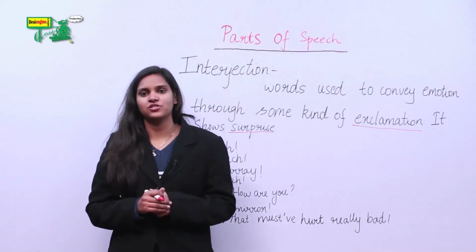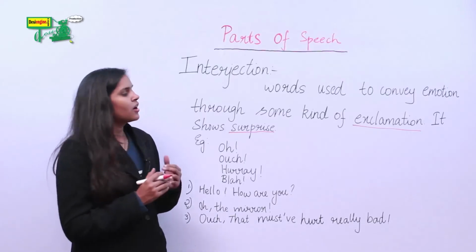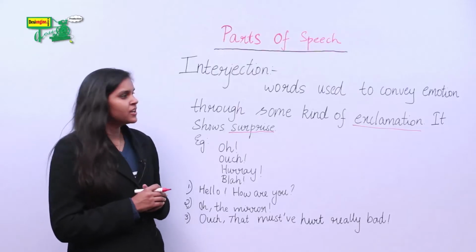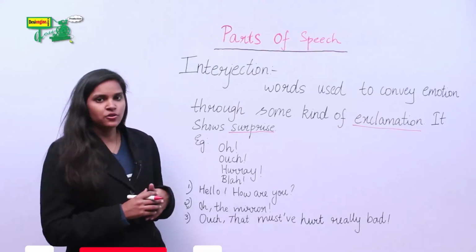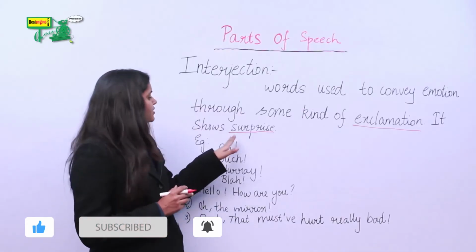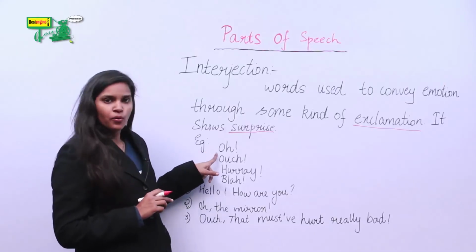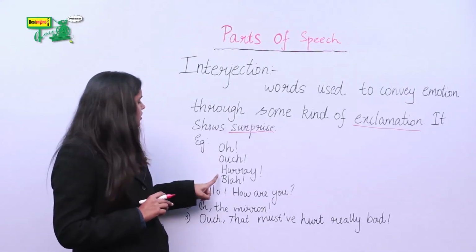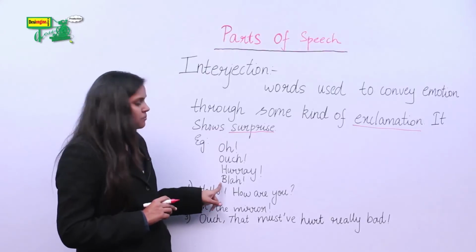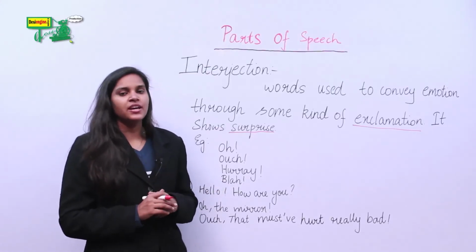Let's do interjections now. What are interjections? Interjections are words that are used to convey emotions through some kind of exclamation. It basically shows surprise. For example, words like oh, ouch, hooray, blah. Let's do a few sentences where we'll try to identify interjections.